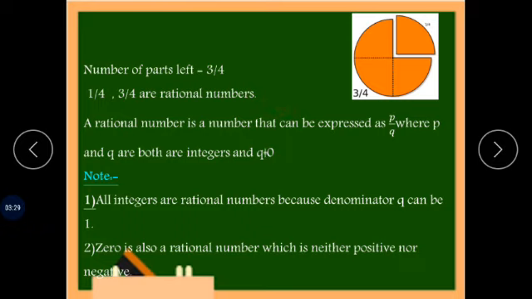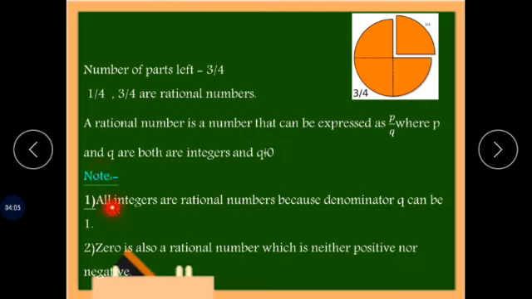So what is a rational number? A rational number is a number that can be expressed as P upon Q, where P and Q are both integers. What I am saying, both are integers. Integers means it will be a positive number or a negative number. But the one condition is Q is not equal to 0. Means Q should not be 0.